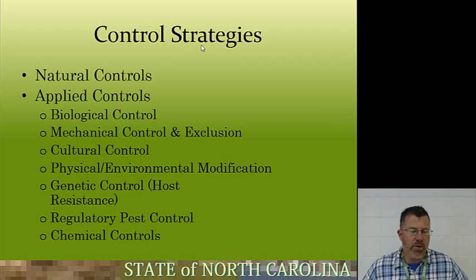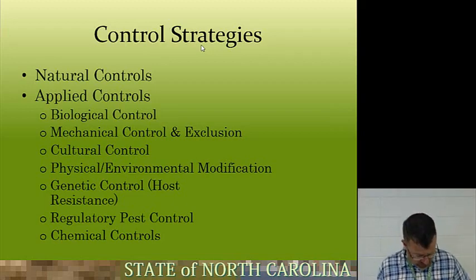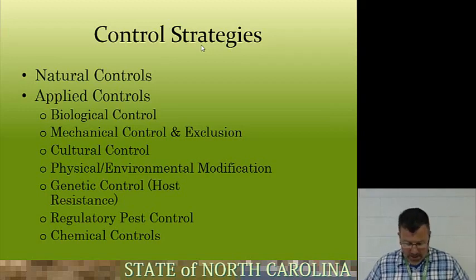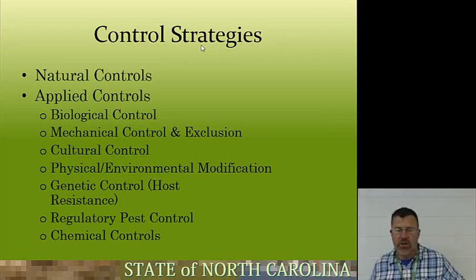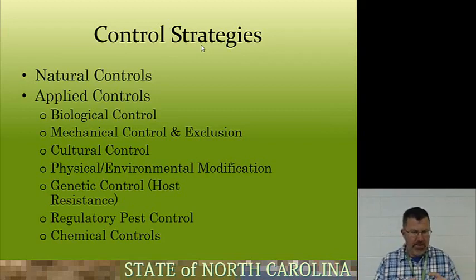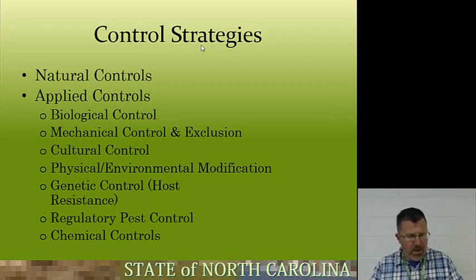Genetic control, or host resistance. Again, the Roundup Ready crops. You can spray over it. Regulatory pest control, again, the quarantine or large-scale eradication. Quarantine, keeping the pest in a certain area and not letting them get out. On the regulatory side of things, large-scale eradication, as in your food processing plants, getting rid of all the bugs and the creepy creatures that crawl on the floor.